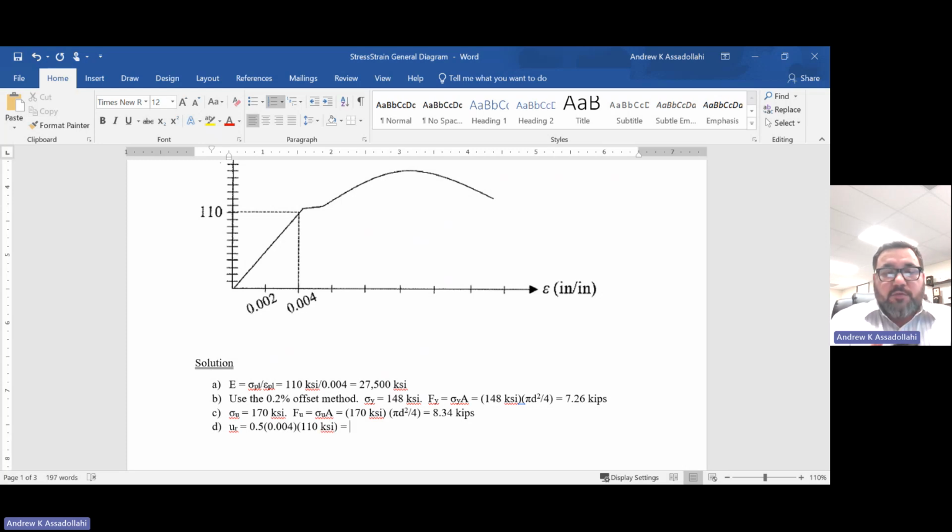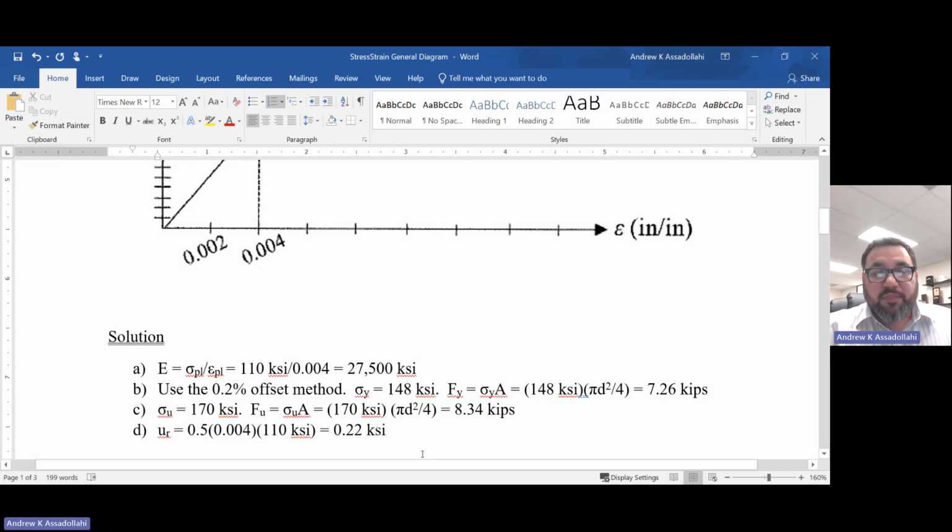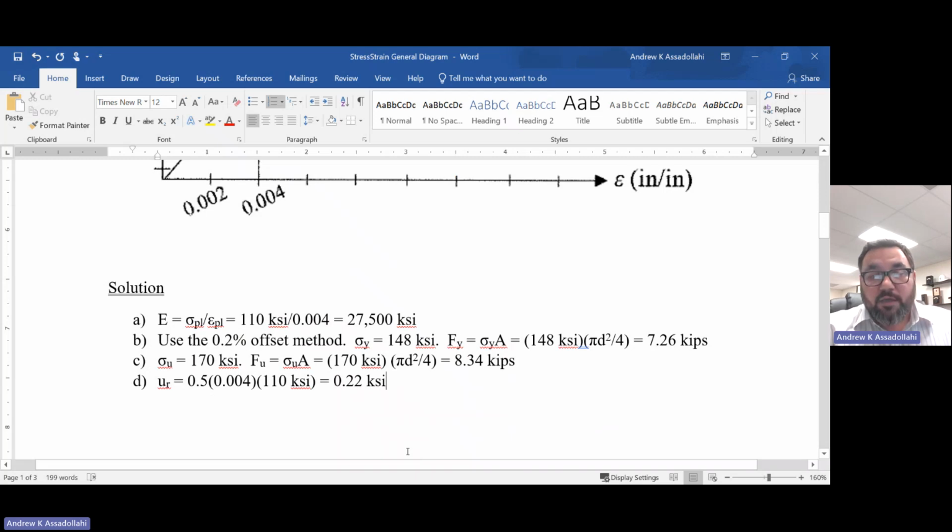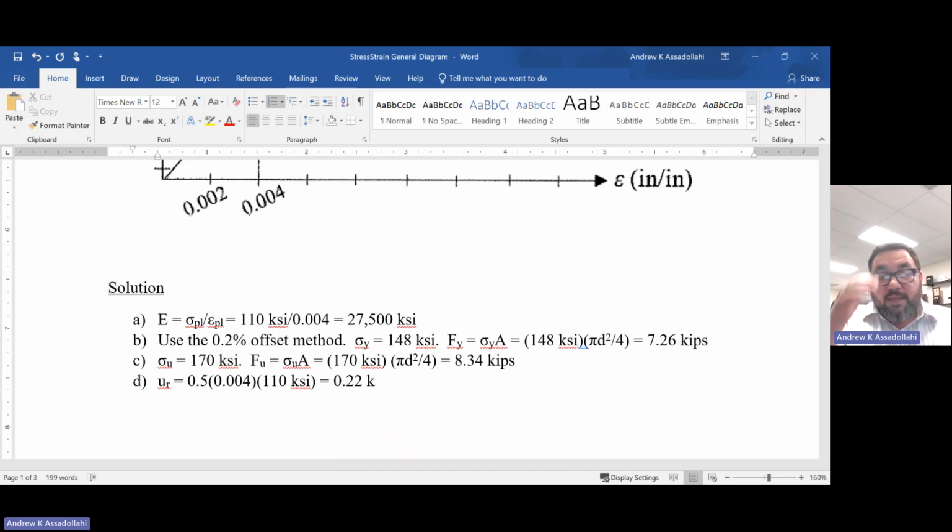Now, when we punch this through, what do we get? So 1/2 times 0.004 times 110 KSI. So we get 0.22, okay? Now, what are the units here? Well, you might be looking at this and you might be saying, well, the 0.004 has units of inches per inch. So that shows up as nothing. So I just have units of KSI. So mathematically, you could put that there. That's not really wrong, okay?